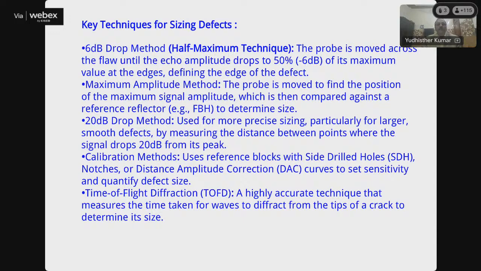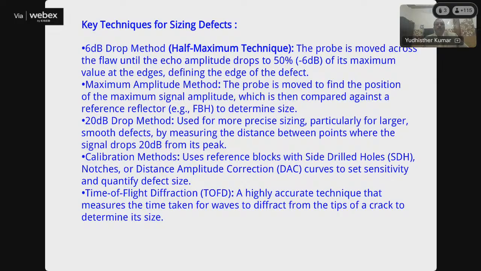Maximum amplitude method is also there. The probe is moved to find the position of the maximum signal amplitude, which is then compared against the reference reflector, which are FBH, to determine the size. This maximum amplitude is used to determine the size of a defect which is smaller than the beam diameter, where we use FBH blocks and DAC or DGS diagrams.